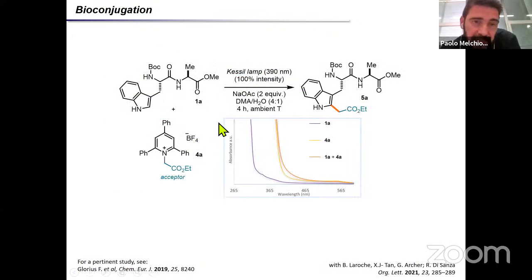We started with a simple dipeptide containing this tryptophan fragment as a simple model substrate in the presence of this peculiar or specific Katritzky salt. And indeed, we observed by absorption spectroscopy that when you mix together those two substrates, we observe a new absorption band associated to the electron transfer. Using very simple conditions, a simple light illumination in the presence of a water mixture of a solvent and in the presence of a base, we could selectively functionalize the 2 position of the tryptophan derivatives.